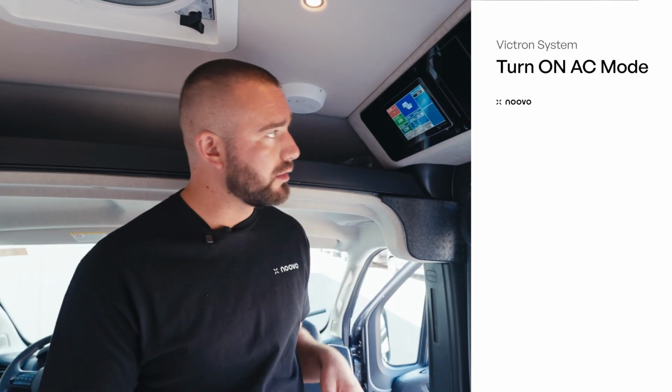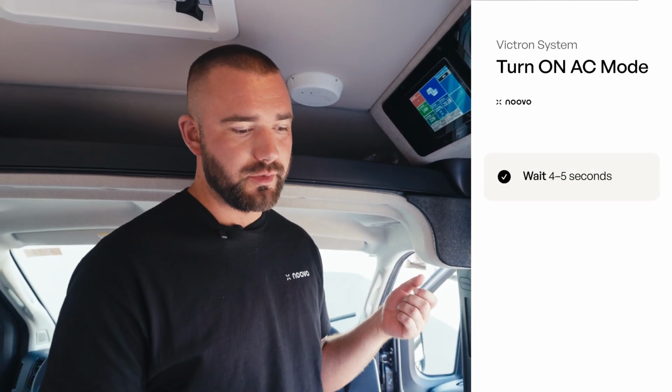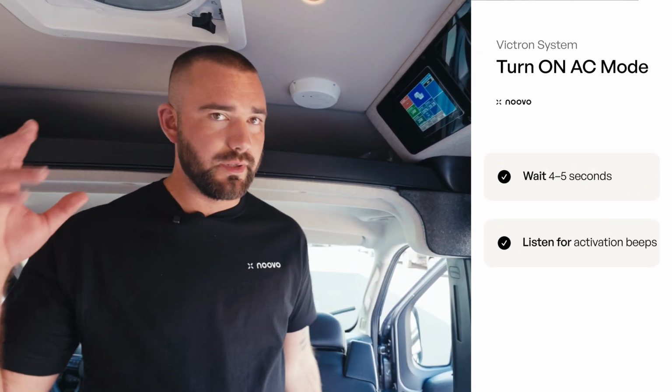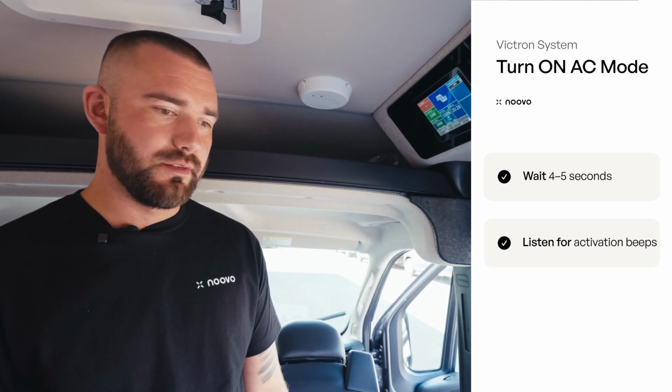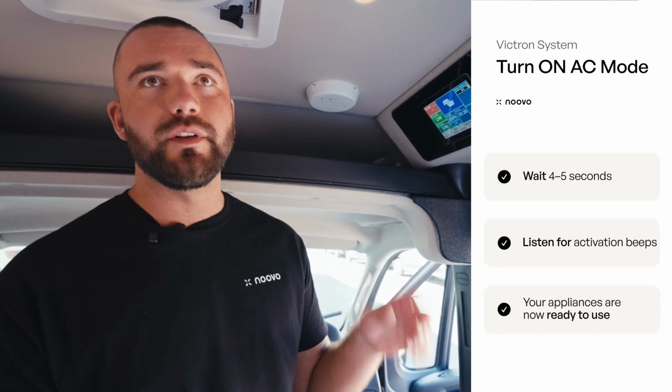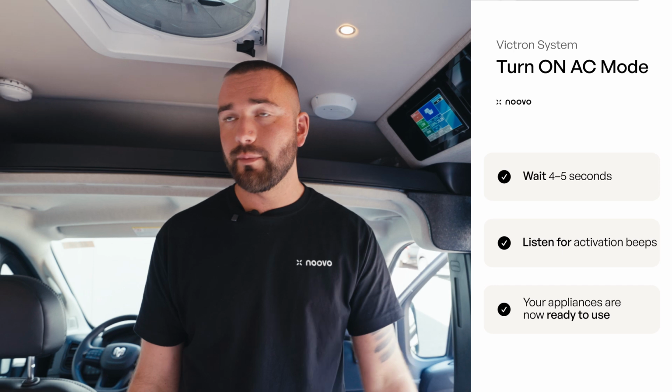So we'll just kick that on. It'll take about 4 or 5 seconds. You will hear some beeps throughout the chassis. What that will indicate is, there they go, your power is then to your microwave, your induction stovetop.